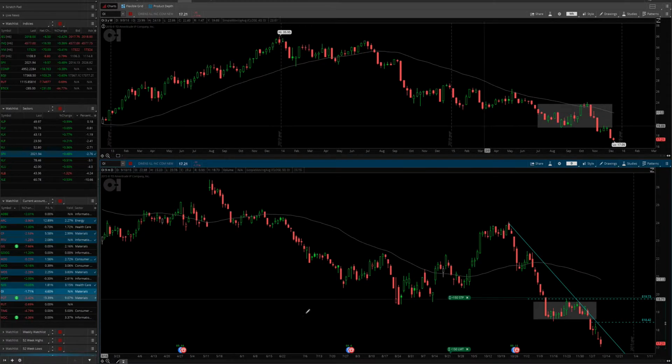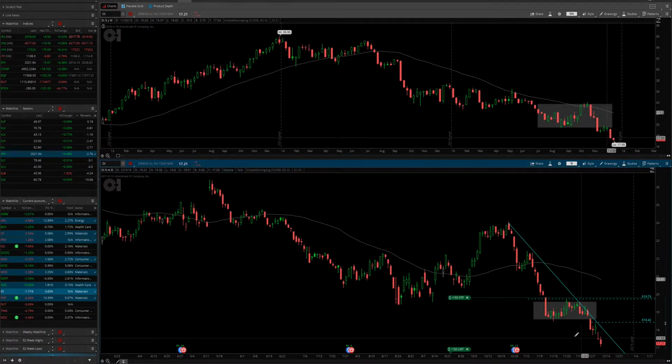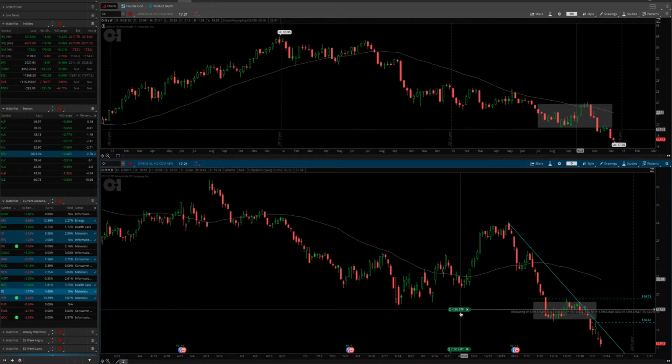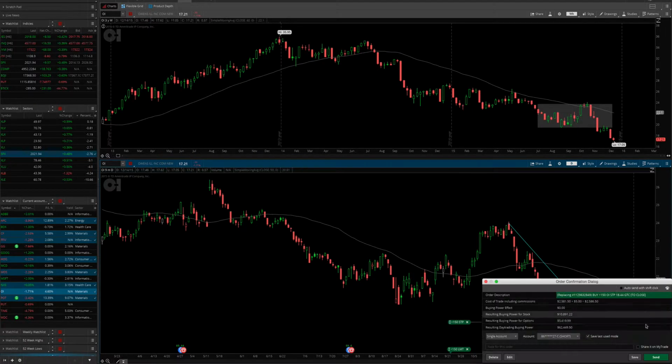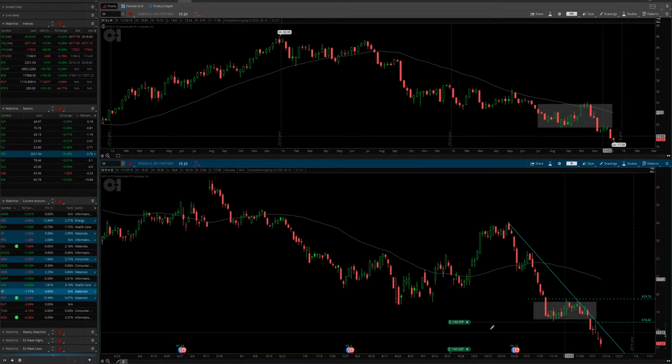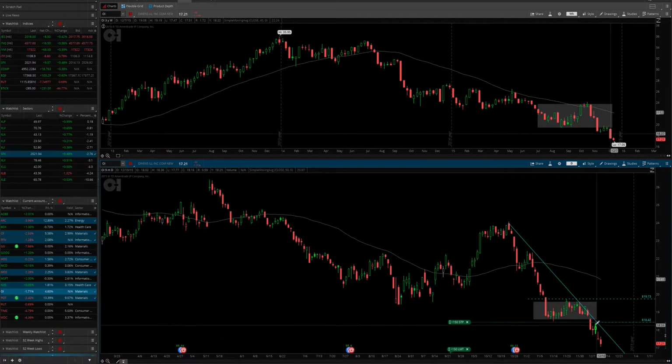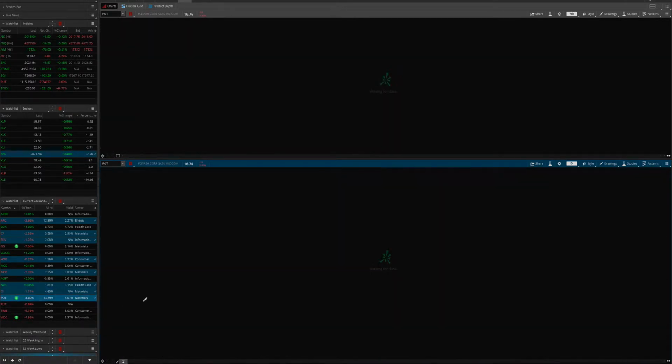Owens Illinois, all right, this one continues to work. This is one where you want to potentially look to trail your stop lower, and we'll do so by bringing our stop down to this 18.50 area, which was the high from this little retest, I guess you can call it, of this downtrend. But here we are, Owens Illinois, already up 4.5%.